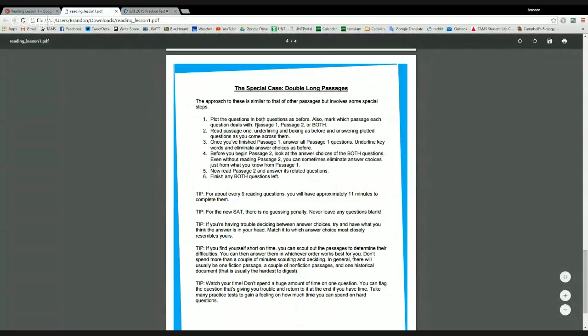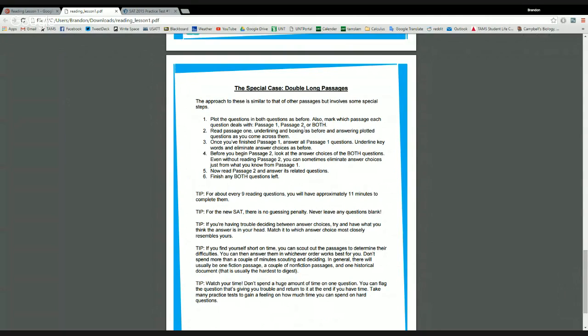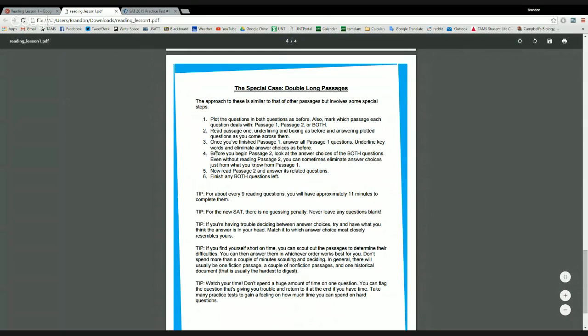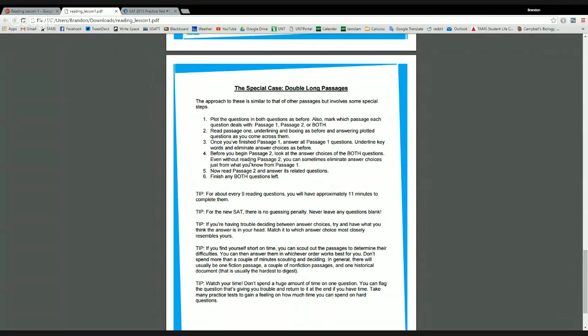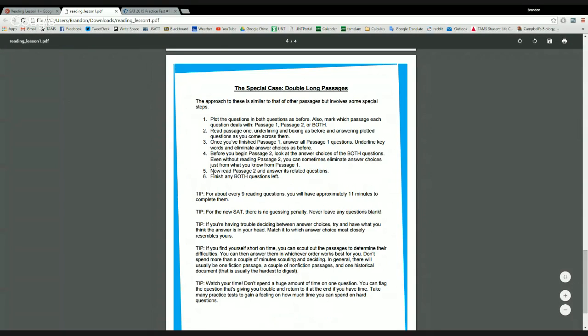So next, after you plot whether it's passage 1, 2, or both, you want to read passage 1 and underline and box as before, and answer the plotted questions that pertain to passage 1. Once you finish passage 1, answer all passage 1 questions, like I just said, and underline keywords that eliminate answer choices as before. And before you begin passage 2, look at the answer choices of the both questions that you marked. Even without reading passage 2, you can sometimes eliminate answer choices just from what you know from passage 1. Now, read passage 2 and answer its related questions. Finish any both questions left.